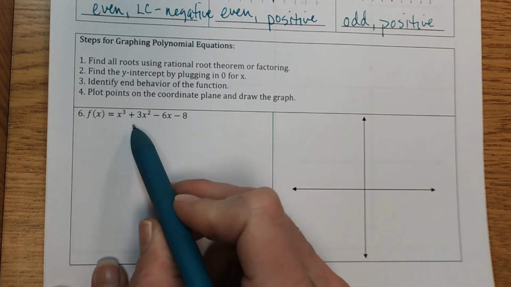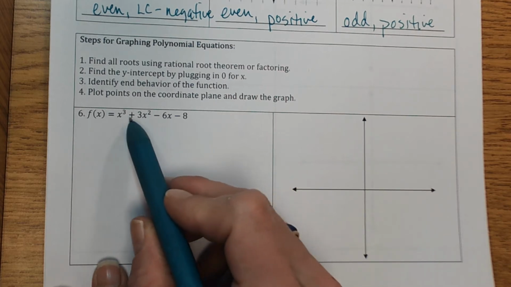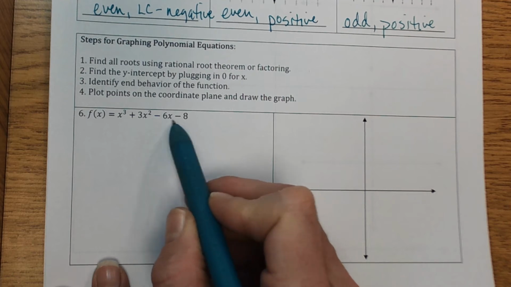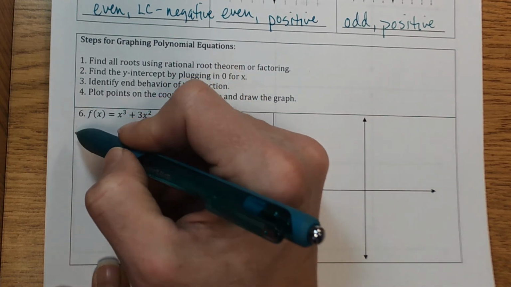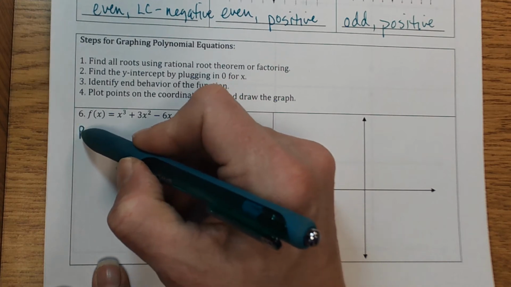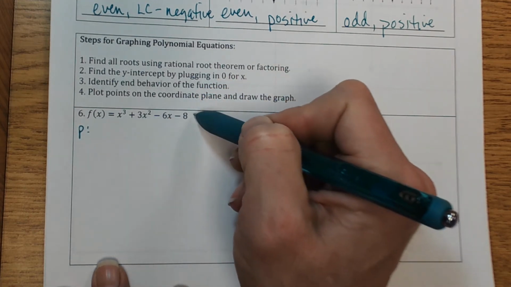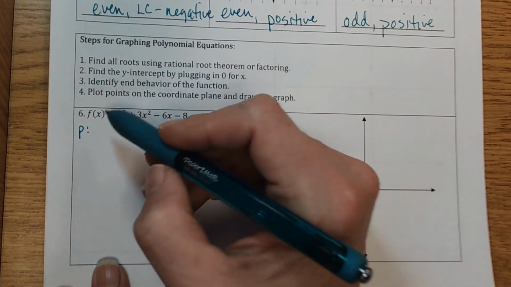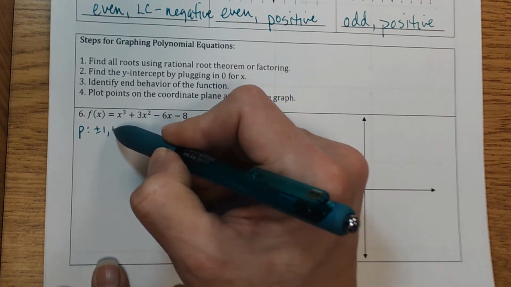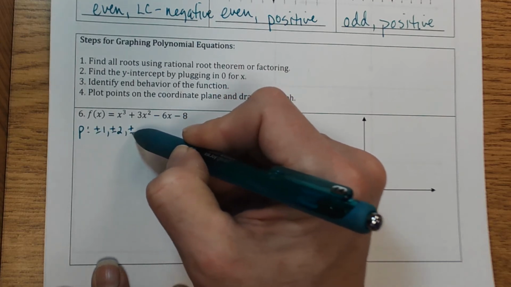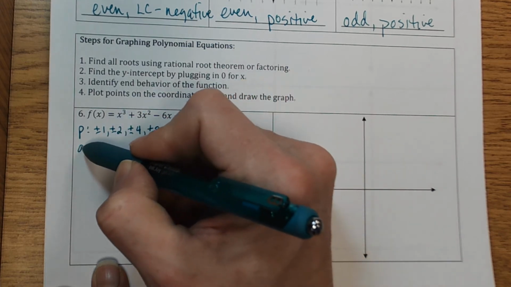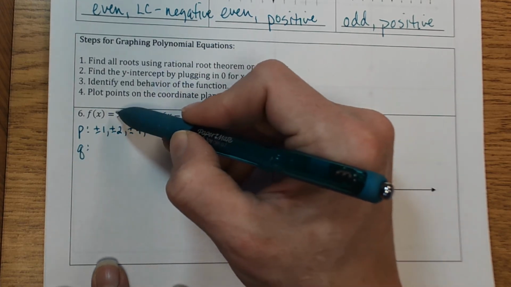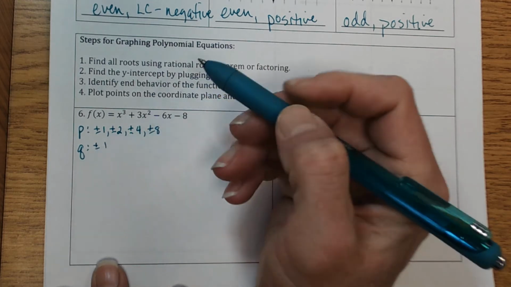Okay. So the first thing I need to do is look and say, can this factor? It possibly could by grouping, but then I see there's no GCF that would make these numbers end up being the same. So that means I need to use my rational root theorem. So I start with my p. Remember, p are the factors of the constant. So plus or minus 1, plus or minus 2, plus or minus 4, and plus or minus 8. Q is the leading coefficient, so it's just plus or minus 1.